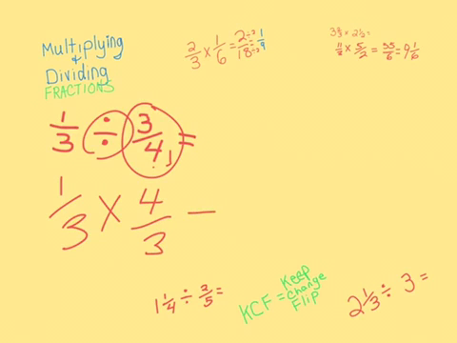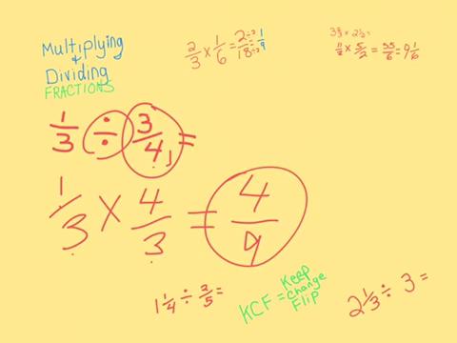Now I just multiply as with our multiplication rule. We multiply straight across. 1 times 4 is 4. 3 times 3 is 9. And we actually can't reduce that any further. So that is our answer, 4/9.